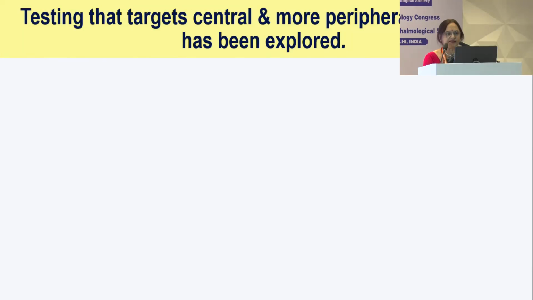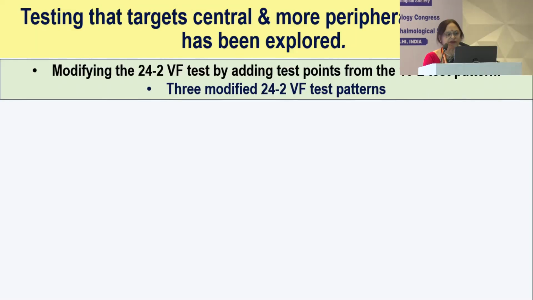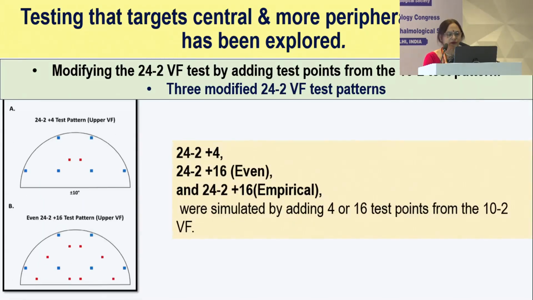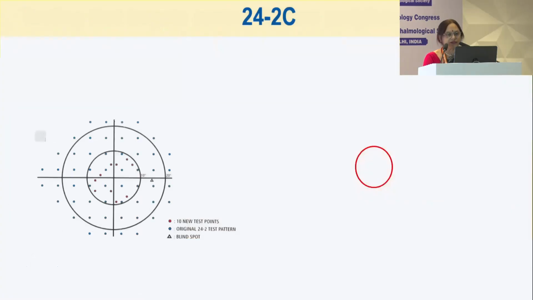Testing that targets central and more peripheral visual field regions has been explored. What we did was modify the 24-2 visual field test by adding test points from the 10-2 test pattern. Three modified 24-2 visual field test patterns, 24-2 plus 4, 24-2 plus 16 and 24-2 plus 16 empirical, were simulated by adding 4 or 16 test points from the 10-2 visual field. So now we have 24-2C. You can see in the central 22 points, 12 are from 24-2 and 10 from 10-2.